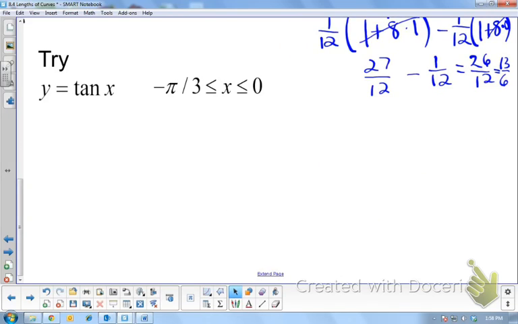Okay, so what did you guys get when you plugged everything in? 2.057. Great job for using 3 decimal places. That's what it is. Make sure to use 3.